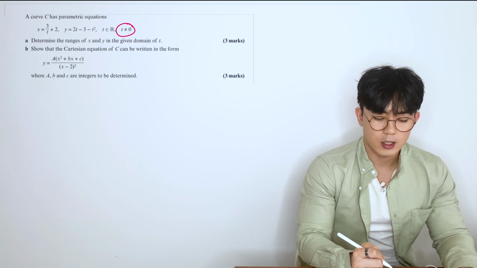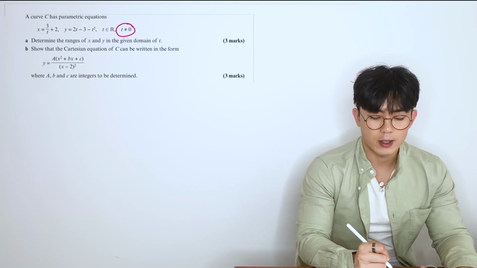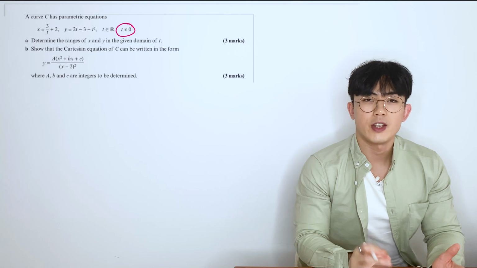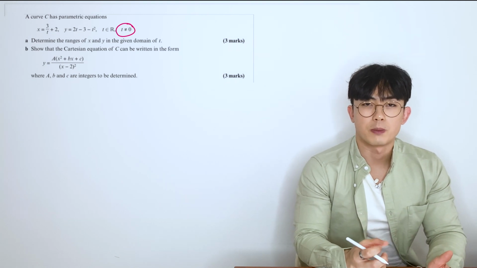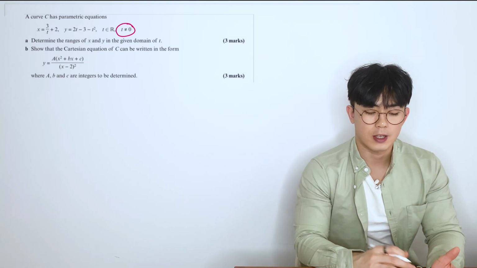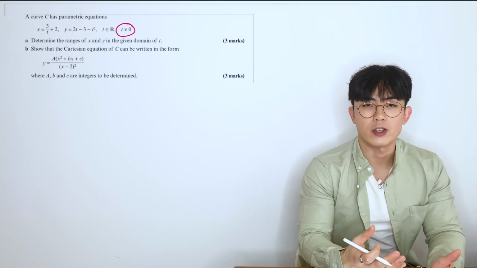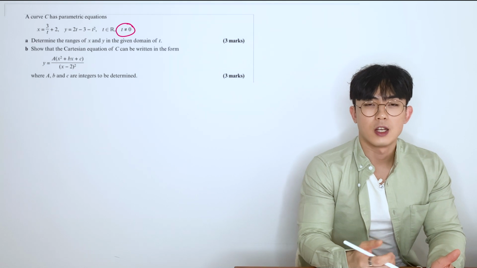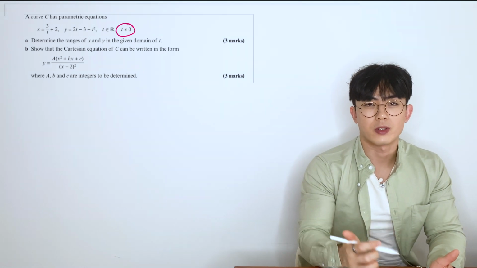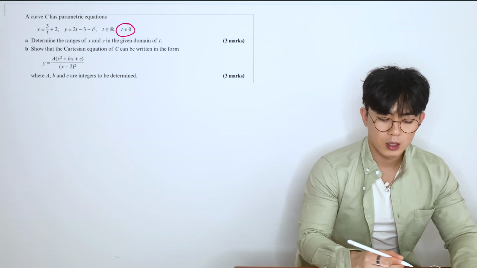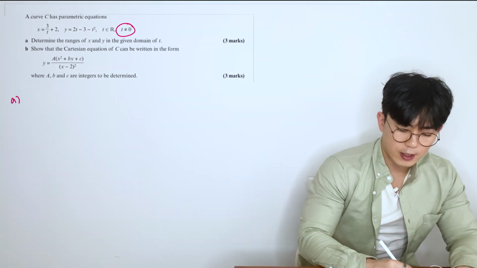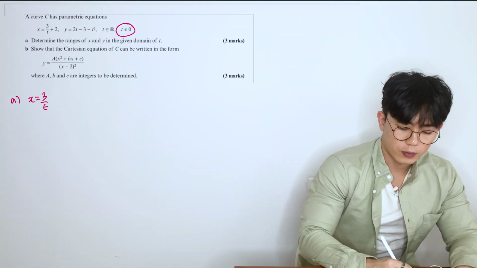So in part A, they're asking, determine the ranges of x and y in the given domain of t. The reason why sketching graphs is so important is because in this case, it allows us to sketch these parametric graphs just so we can visualize what the x values can take and what the y values can take as well. So make sure you're up to scratch with all the different graph sketches that we've been learning throughout maths. So first things first, let's sketch x is 3 over t plus 2.